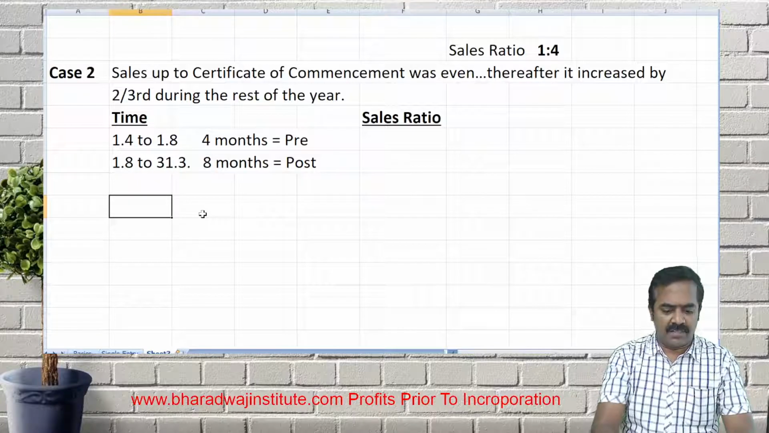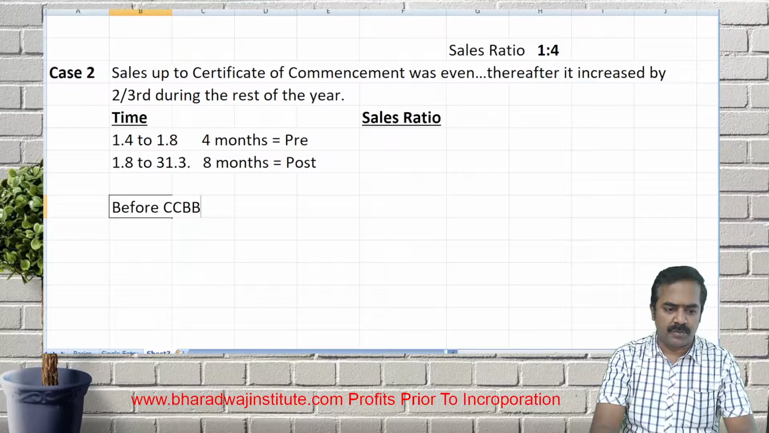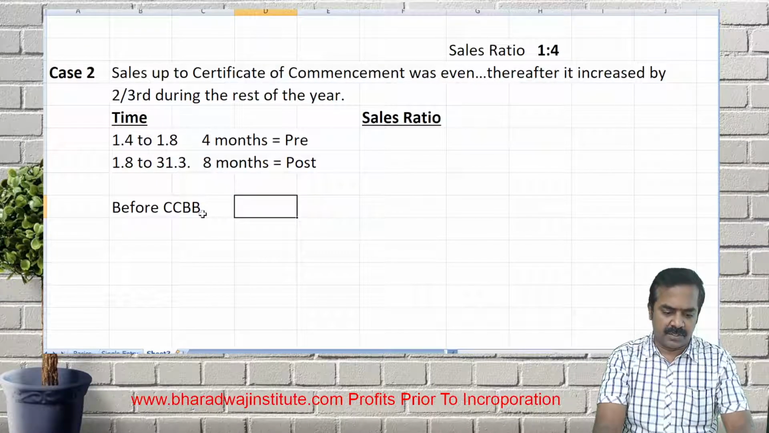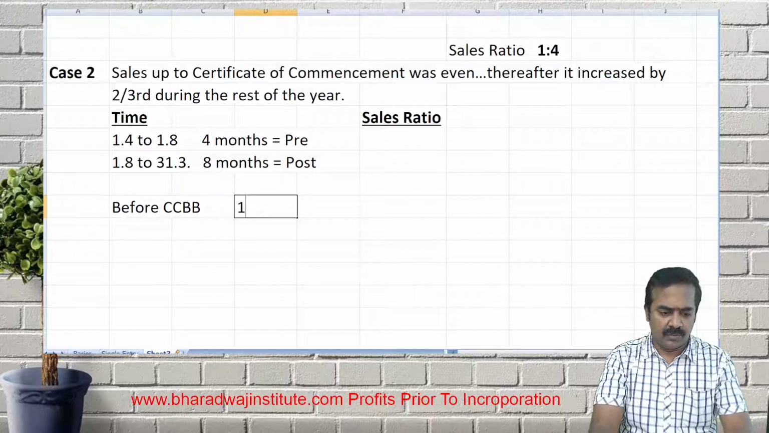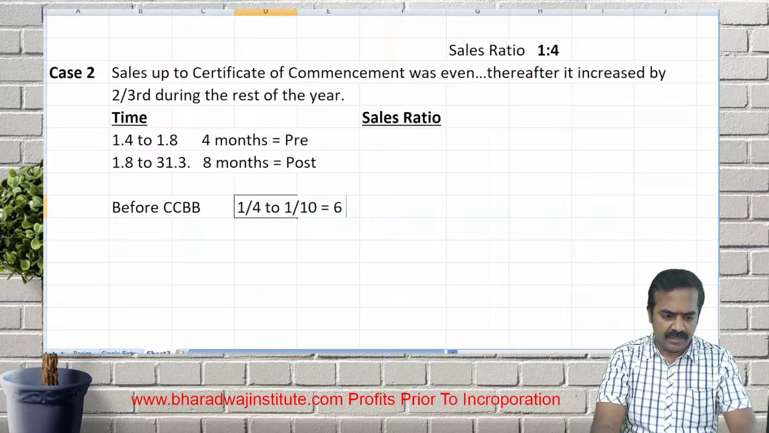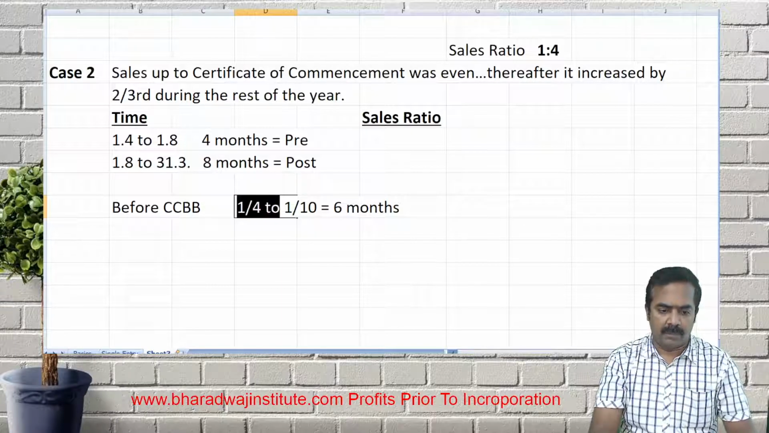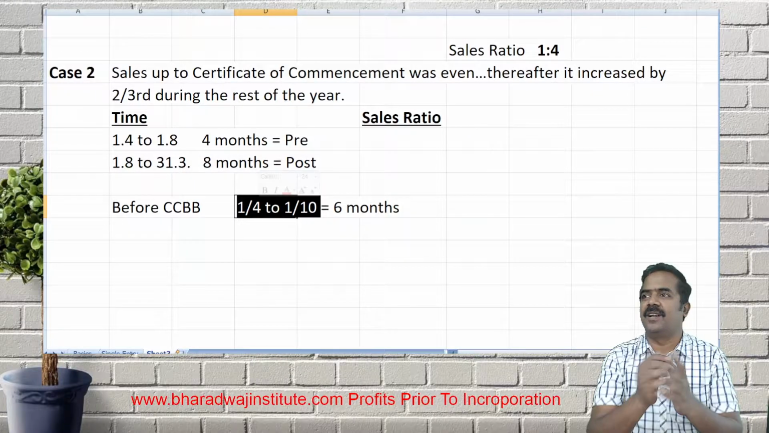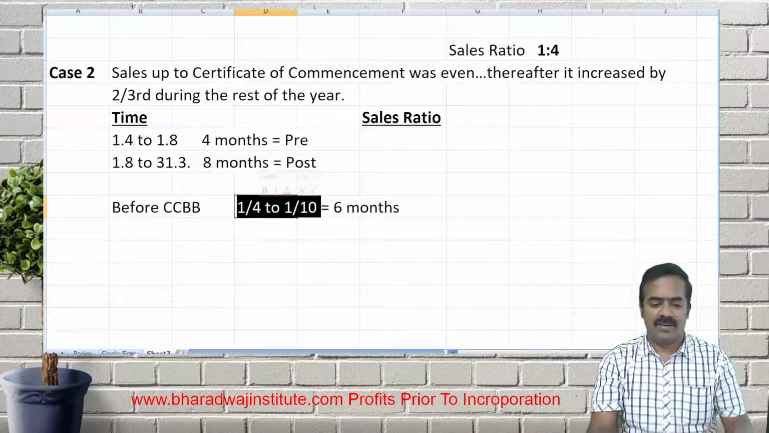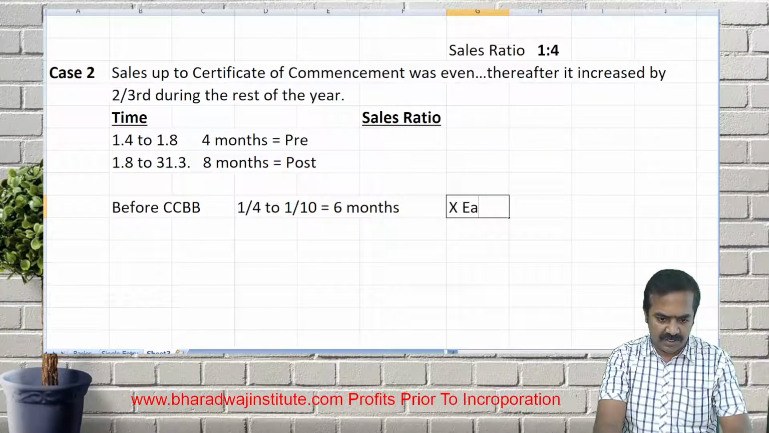Let me keep the average sales before the certificate of commencement of business. Before the certificate of commencement of business, how many months are there? 6 months, from 1st April to 1st October. From April to September, how many months? 6 months. For those 6 months, if you look at your sales, every month it will be X each.